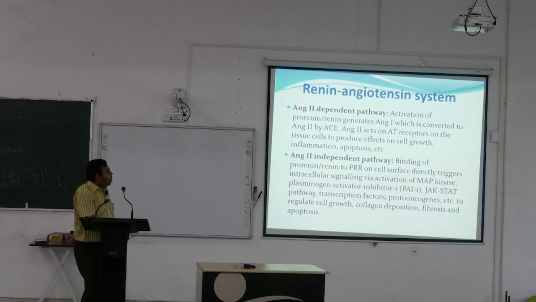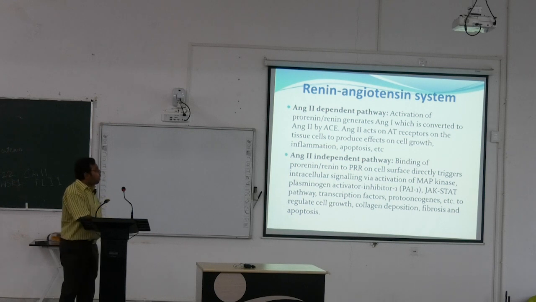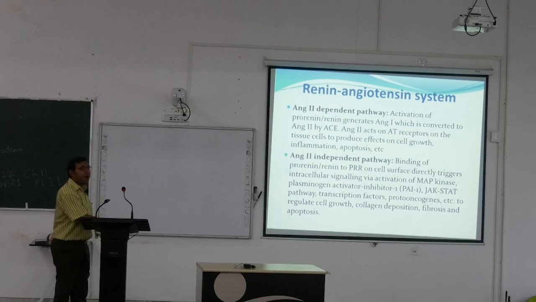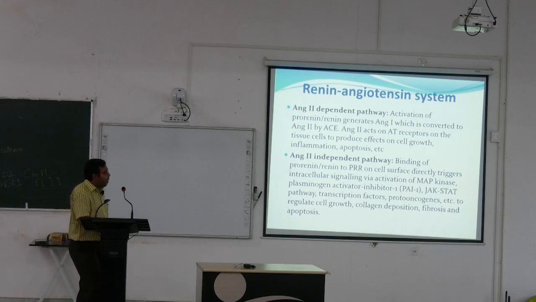And apart from this, there is another independent mechanism where the binding of prorenin or renin to the prorenin receptor on the cell surface directly triggers intracellular signaling via different types of kinases like MAP kinase, the JAK-STAT pathway, plasminogen activator inhibitor, and different other transcription factors, proto-oncogenes, etc. to regulate cell growth, collagen deposition, fibrosis and apoptosis.